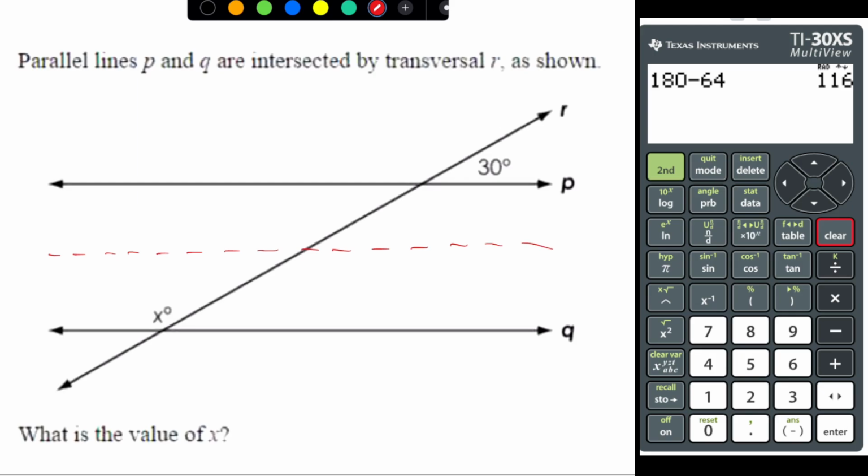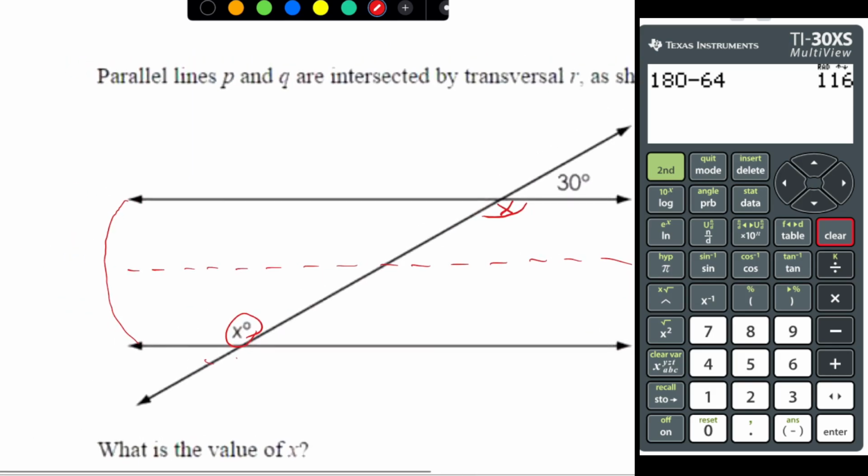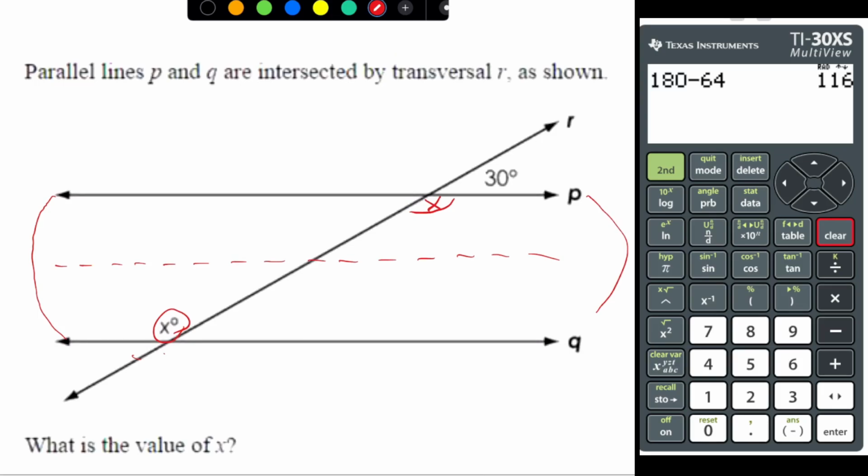Yeah, let's use a different rule. This is on the inside. This is on the inside. These are on opposite sides of the transversal. So these are alternate interior angles because they're on opposite sides of the transversal and they're both on the inside. Alternate interior angles are congruent.